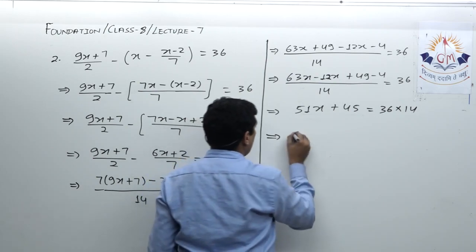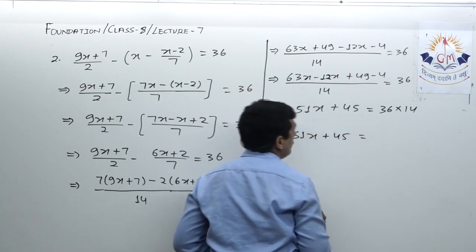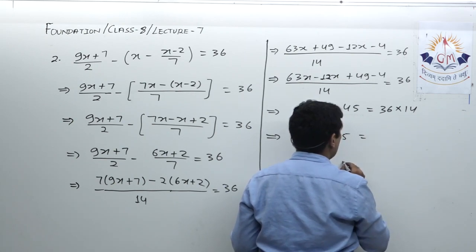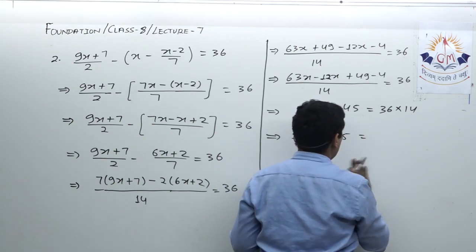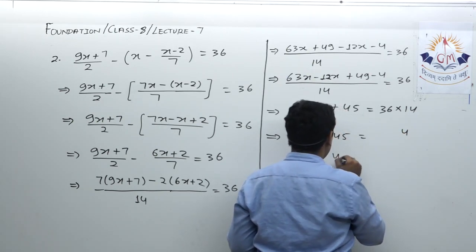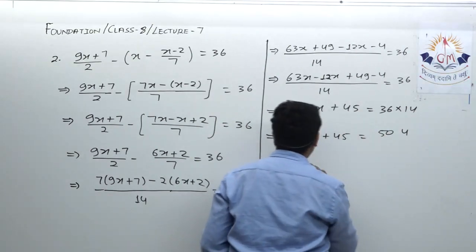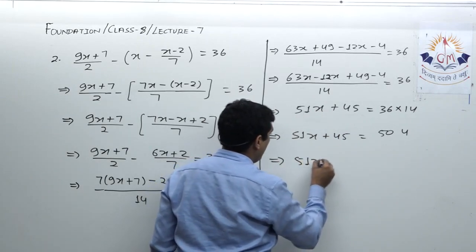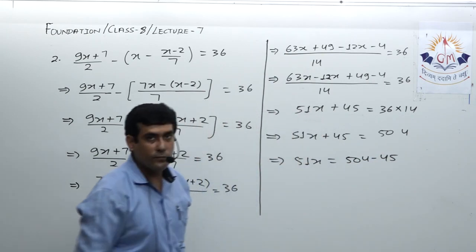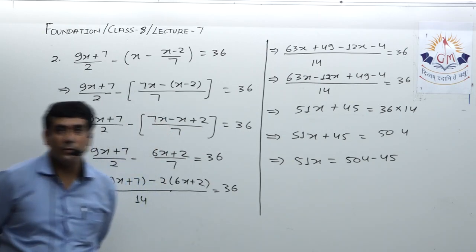Okay, so this is 51x plus 45. Now over here, 14 6s are 84, carry 8, 14 3s are 42 plus 8 is 50, so 504. So 51x is equal to 504 minus 45. Solve it further, and I'm giving you just 1 minute to solve this, otherwise I'm giving you the solution.